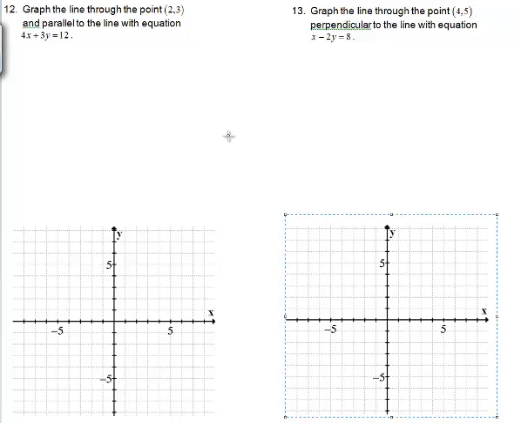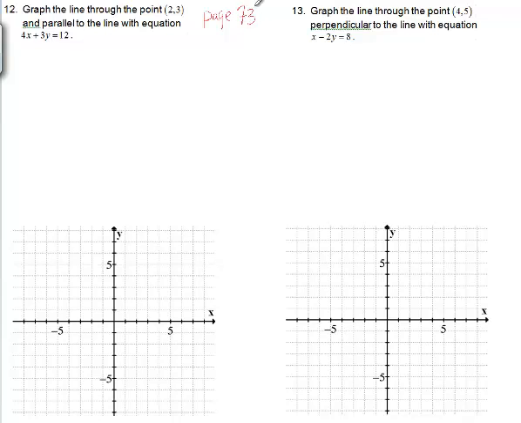Good day, students. Today we're going to look at examples of graphing lines. This comes from book 1, chapter 1, page 73, numbers 12 and 13. Let me just jot that down, page 73. Okay? Now, the first one we'll look at is number 12.